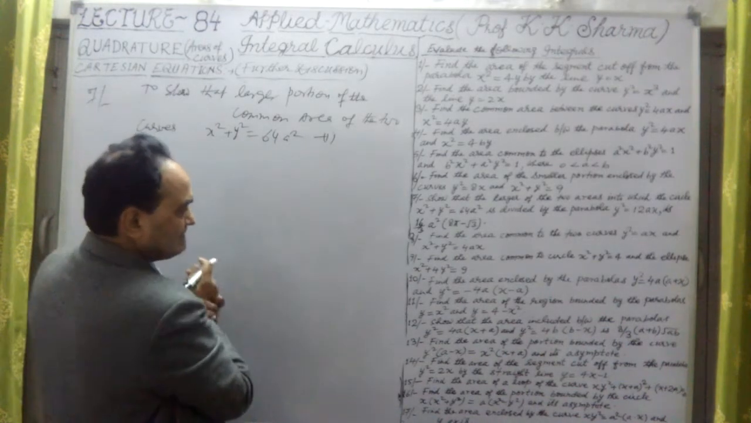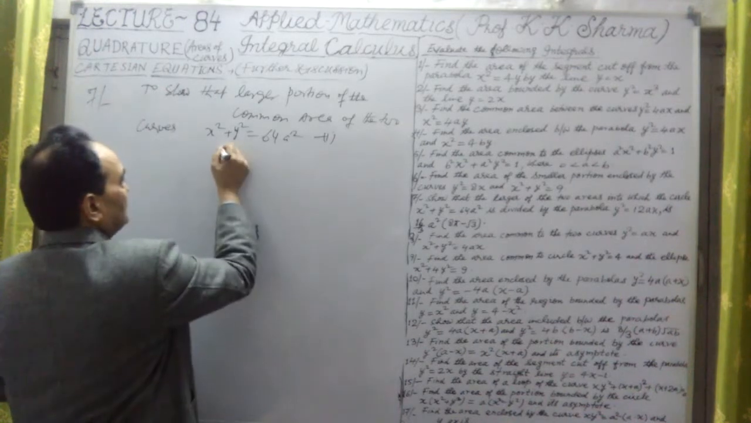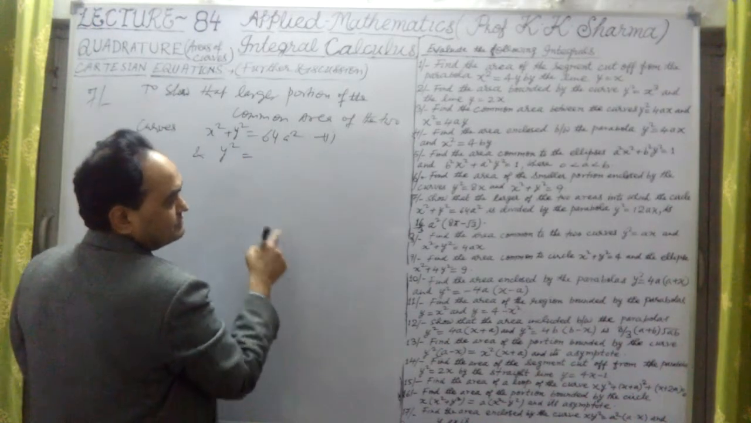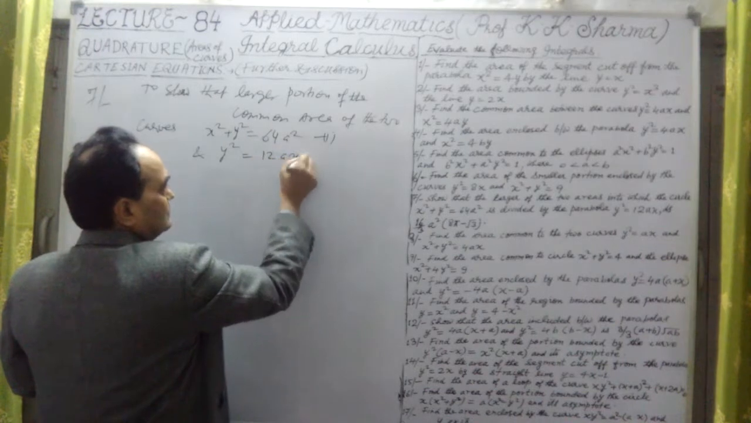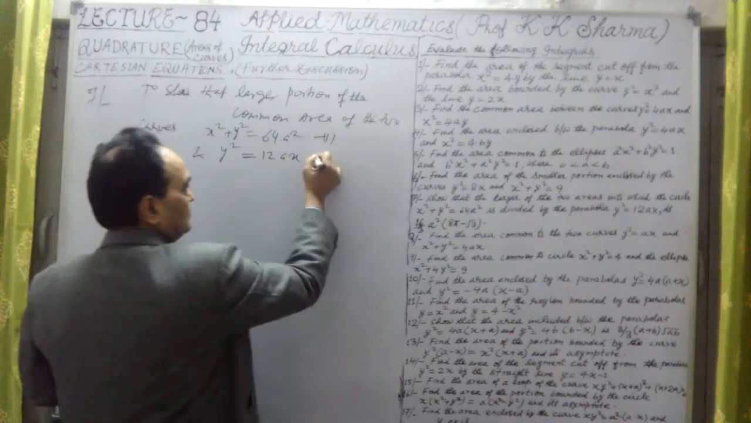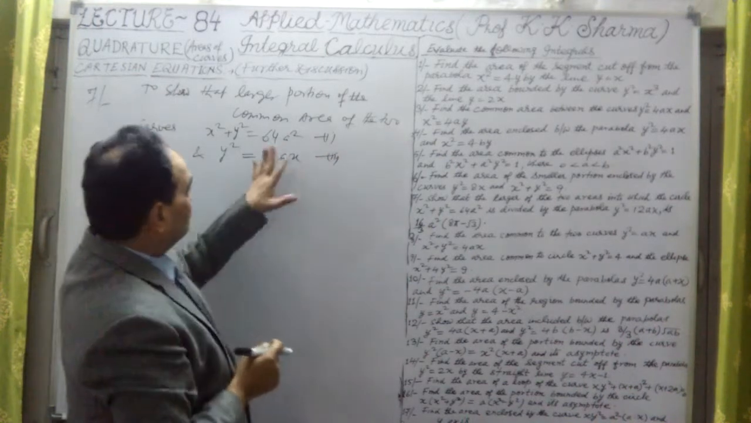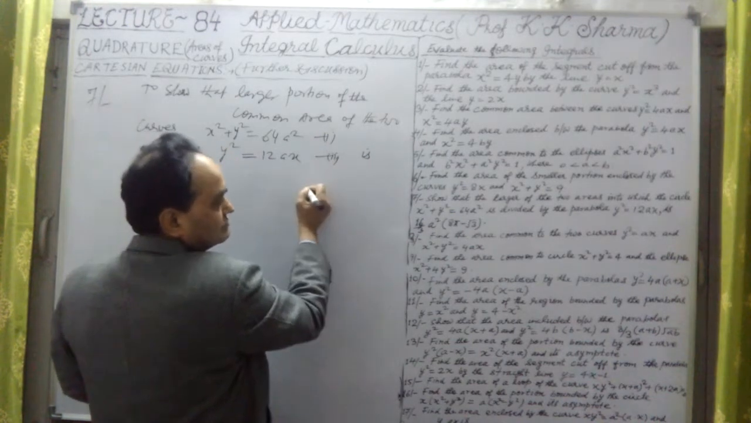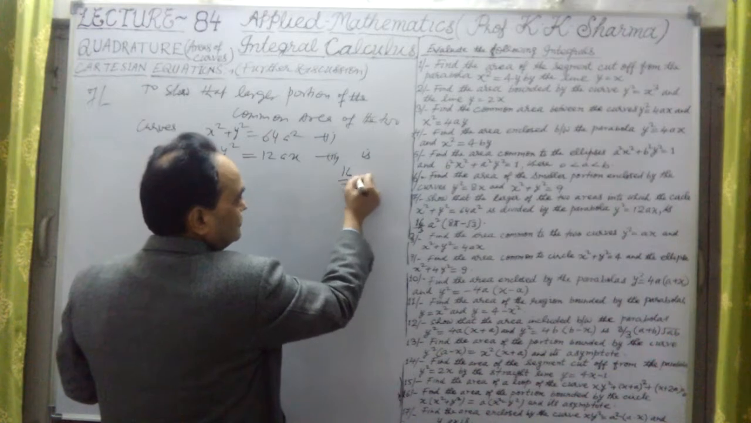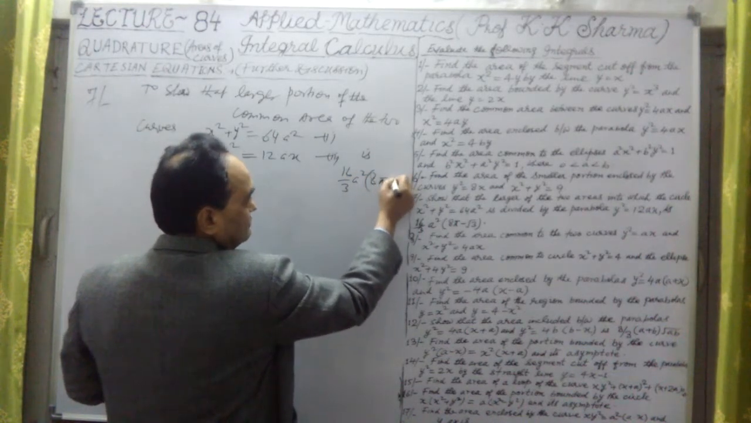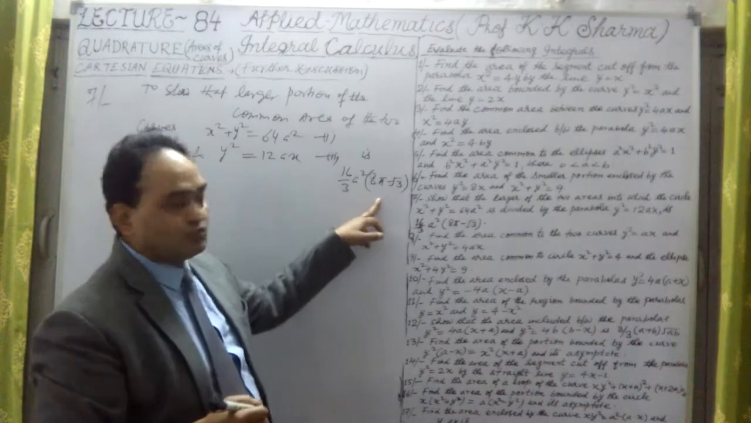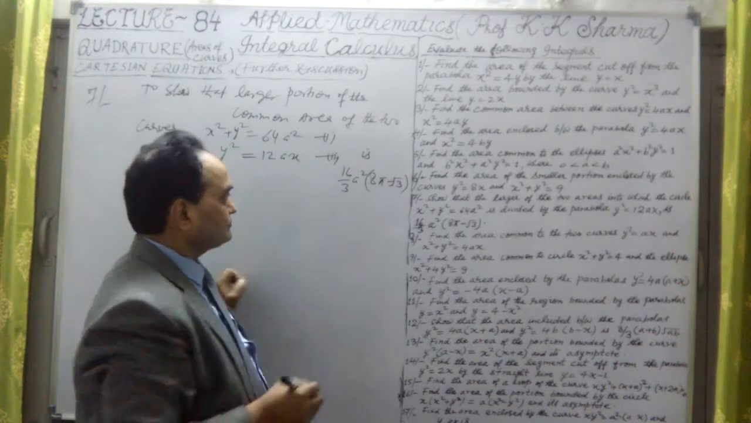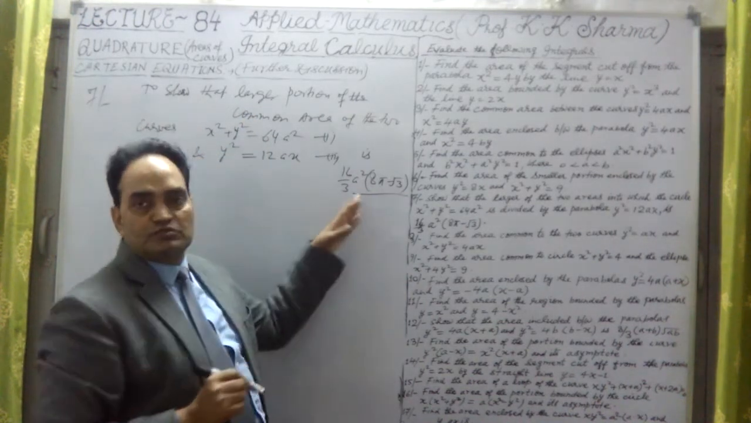And second is parabola, okay, y square equal to 12ax. The circle is divided by the parabola y square equal to 12ax. Okay, this is second one. So the larger portion of this is, what is that? 16 upon 3 a square into (8π minus √3). Okay, this we have to prove that the larger portion of the common area of these two curves is this. Answer is given here.